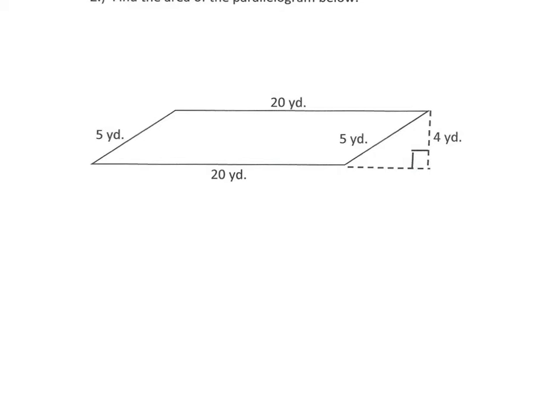At this time we have the left side is 5 yards. The right side of the parallelogram is 5 yards. We have the length at the top of the parallelogram as being 20 yards, and the length at the bottom of the parallelogram is 20 yards. To the right of the parallelogram, we have our little square over here, and we have the dashed lines, which are not part of the parallelogram. They're just extra information for us in the drawing.